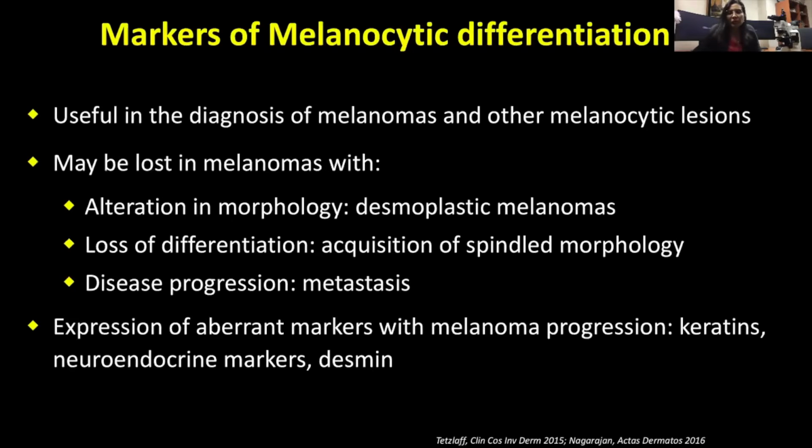So markers of melanocytic differentiation, as I mentioned, can be useful in diagnosis of melanomas and other melanocytic lesions, especially borderline cases, which show histology features of both benign and malignant melanocytic lesion. But keep in mind, it can be lost in melanoma, especially when there is alteration in morphology. And again, sometimes loss of differentiation. Especially now we see this loss of differentiation more commonly after treatment with immuno or targeted therapy. Obviously, an epithelioid primary melanoma can all of a sudden become spindle shape in the metastatic site. So if the morphology changes, it also changes the expression pattern of the melanocytic markers. And the other thing is not only losing the melanocytic markers, but also it can show aberrant expression of other markers, such as keratin, neuroendocrine markers, and desmin. So always be careful not to misinterpret, especially in the melanocytic lesion with alteration in morphology or loss of differentiation.